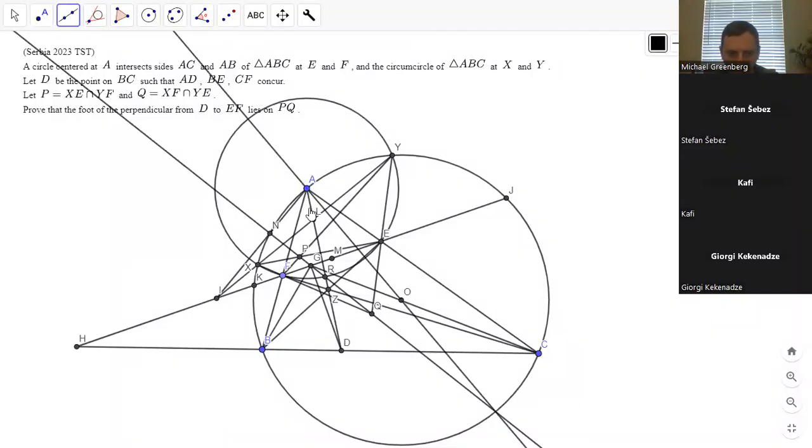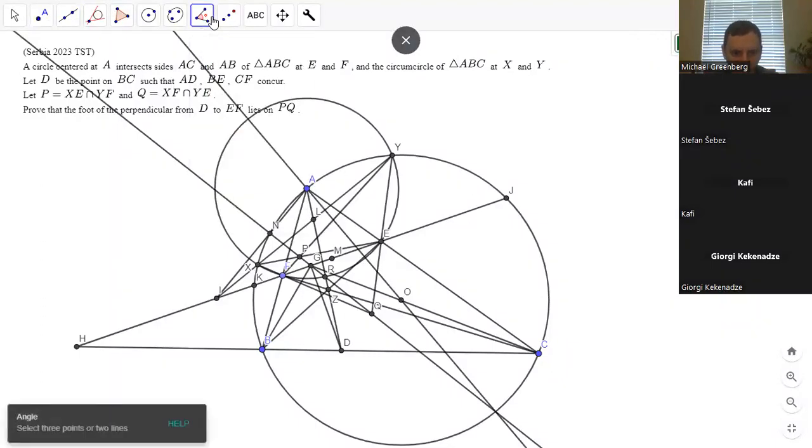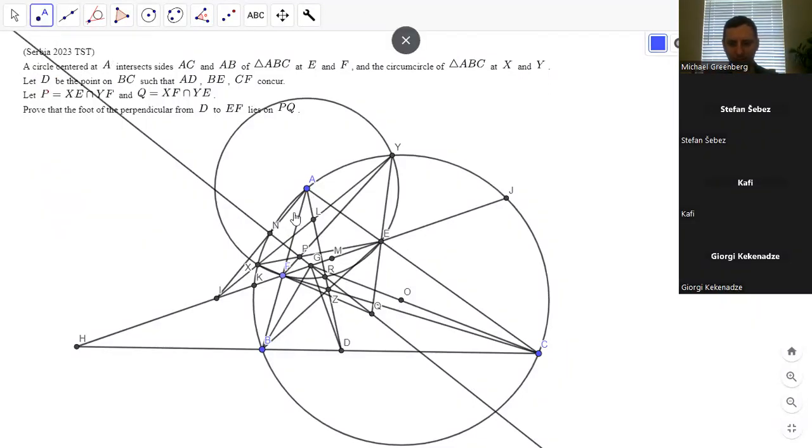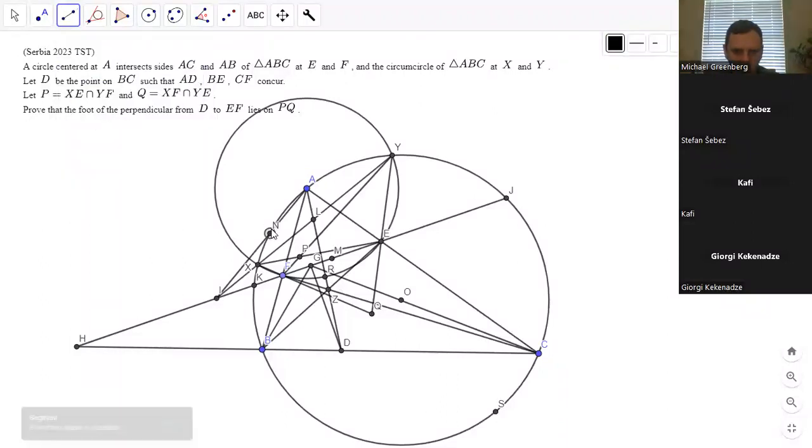Why is that? Wait, is this a right angle? Why is that a right angle? What do you think about that? Okay, this is really interesting. That point N does seem really useful. Why is that right?